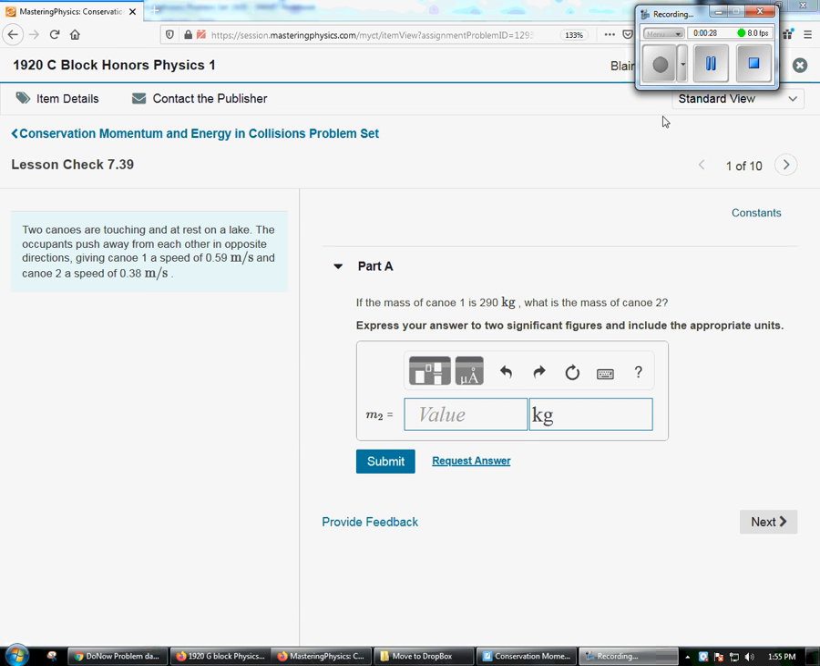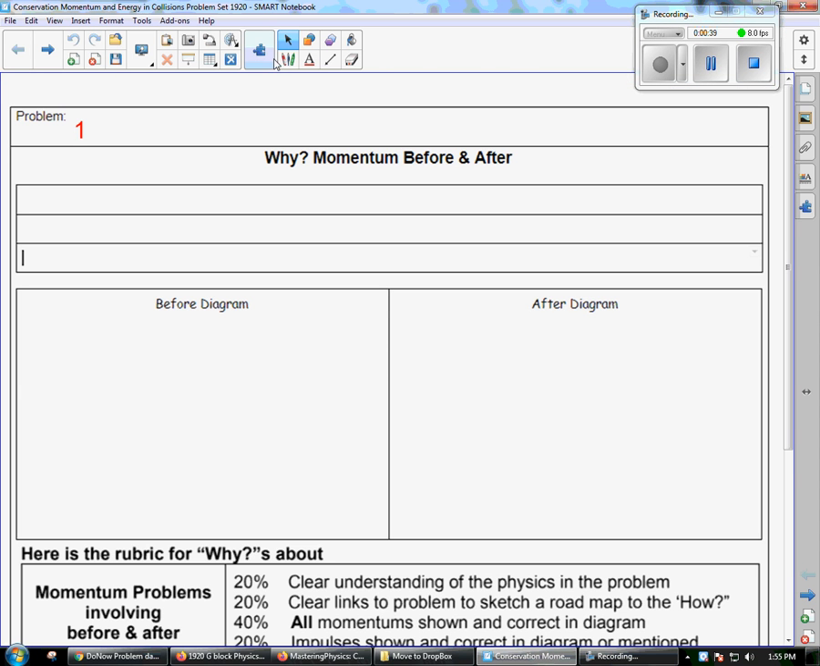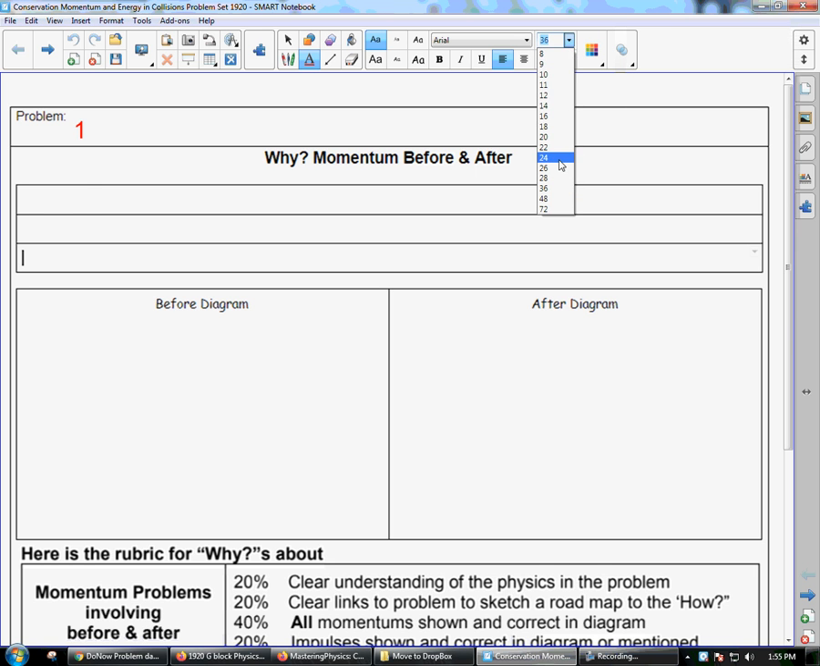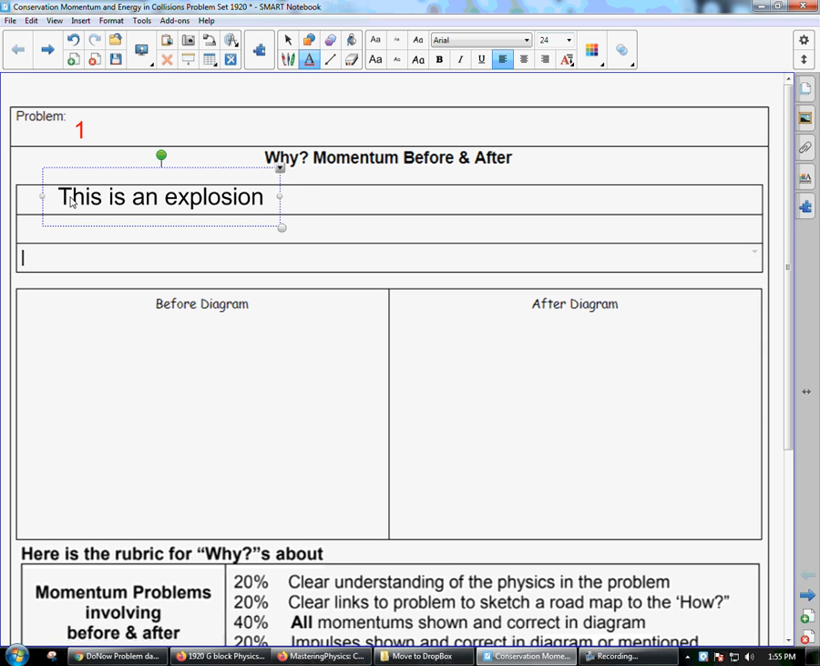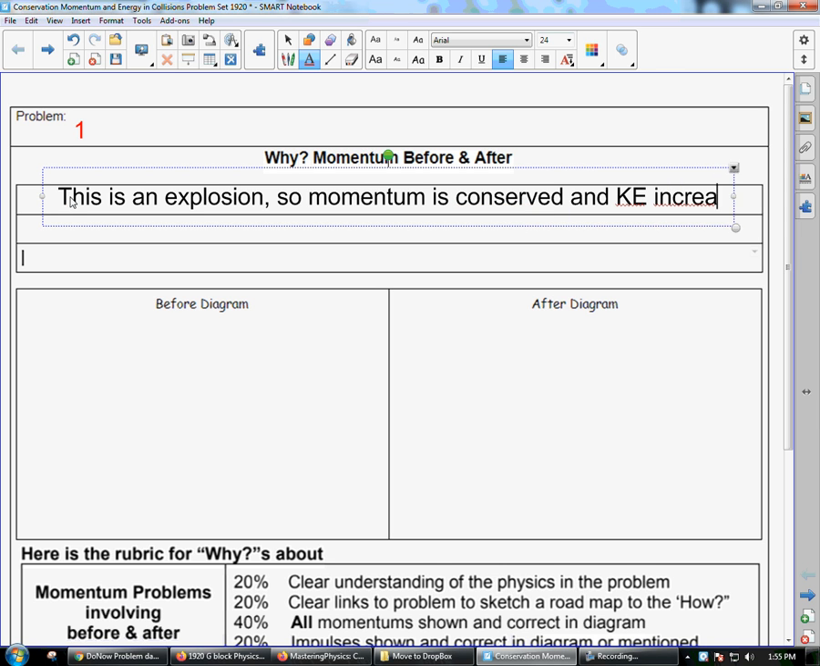Because they start off as one object and then become many, or more than one. So yes, this is an explosion. And that's exactly where I would start my Y. So that's where I start. This is an explosion. So momentum is conserved and K increases in the system.